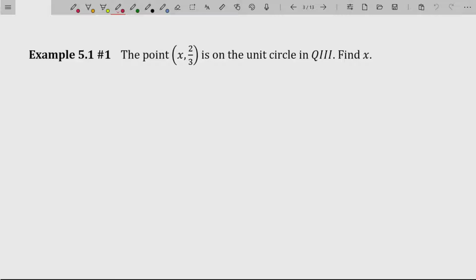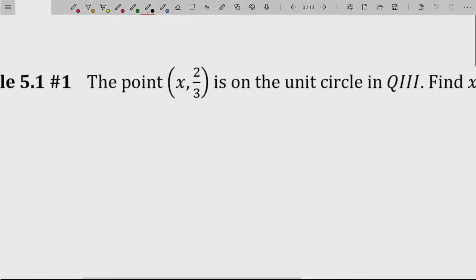Notice in this question, I need to understand what a point is. Obviously we do. I need to understand what a unit circle is. Obviously we do. You have to understand where quadrant 3 is. You should. And you should know that this is implying that you're going to be using the equation of the unit circle and this point on it to find out what x is.